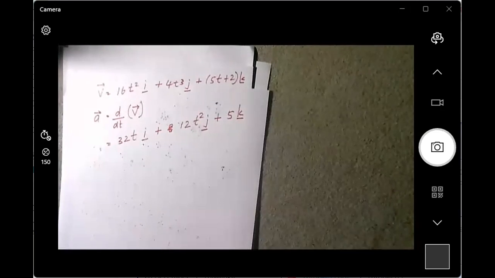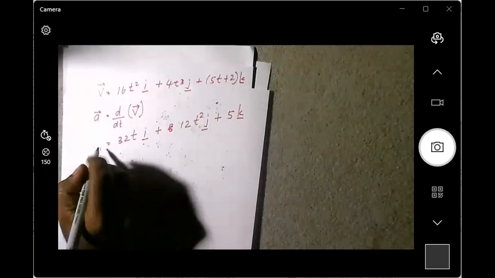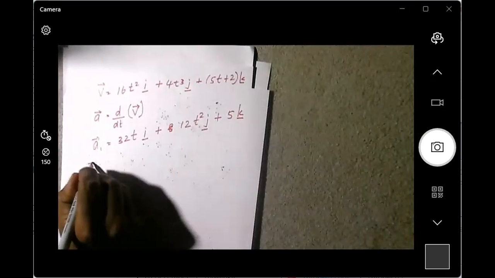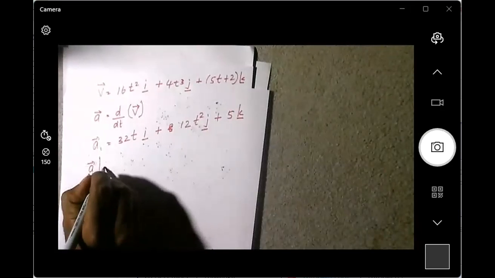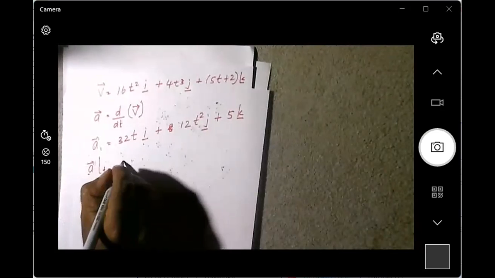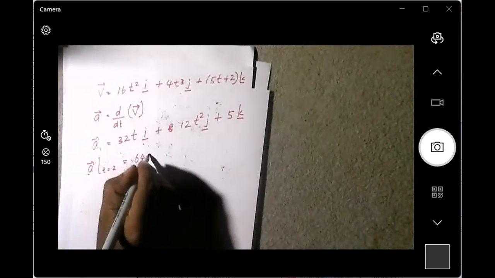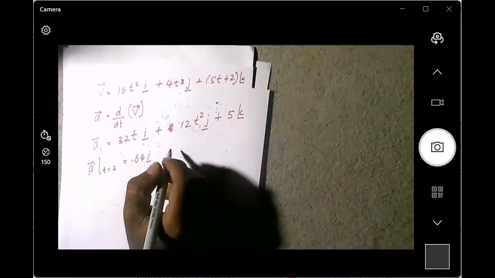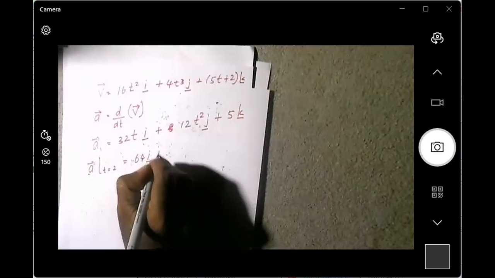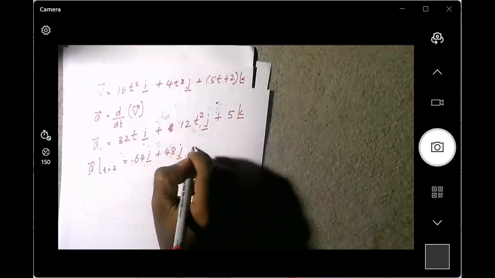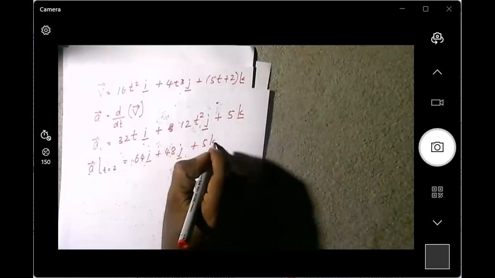And then at t equals 2, just apply that value. A at t equals 2. So this will be 64i, 4 into 12 is 48j, plus 5k.